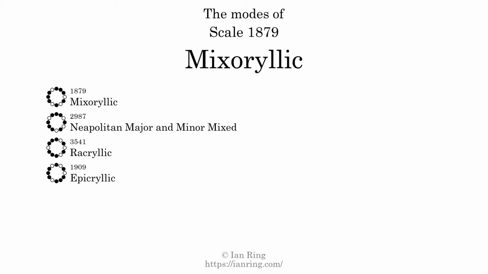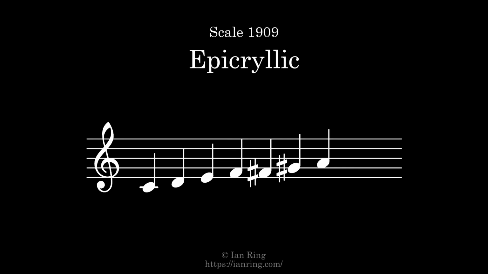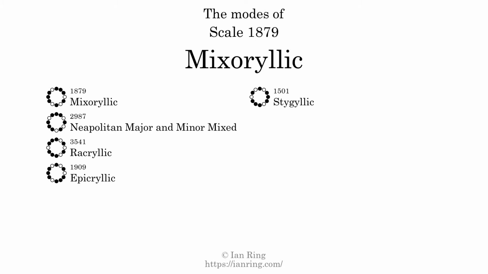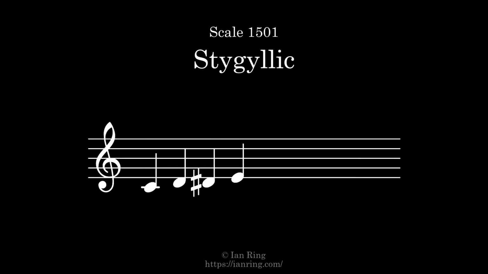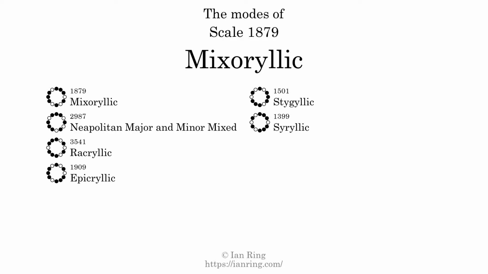The fourth mode is scale 1909, also known as Epicryllic. It sounds like this. The fifth mode is scale 1501, also known as Stythyllic. It sounds like this. The sixth mode is scale 1399, also known as Cyrillic. It sounds like this.